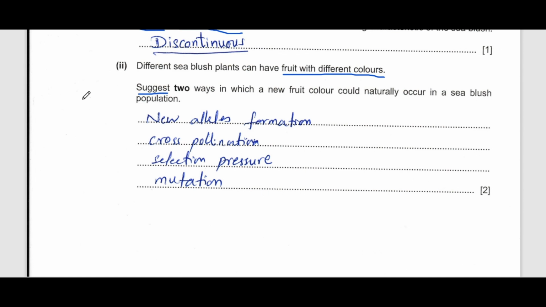So when the command word suggest comes, usually we need to write some evidence or reasons why it is happening. So how many reasons? Basically you have to write two ways, two reasons, and you will be getting 2 marks. So suggest 2 ways in which a new fruit color could naturally occur in a sea blush population.